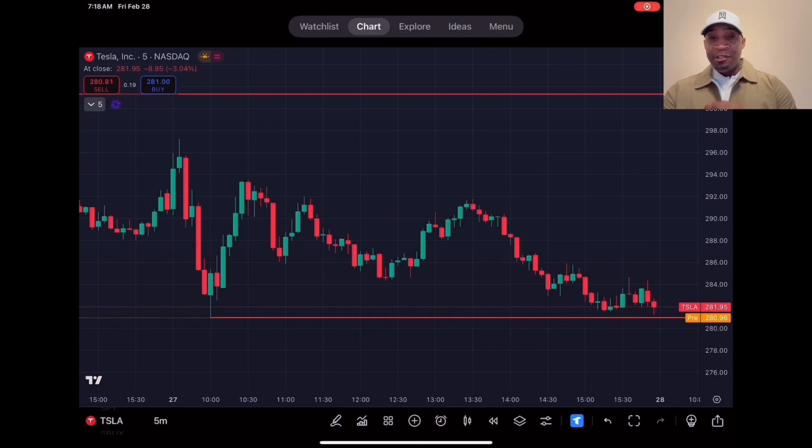Guys, I got the Tesla chart set up right now. That's what you're currently looking at. We're going to go over the opening range breakout. Guys, we're going to do it the Fresh way. This is how I identify this setup, and this is how I play it.